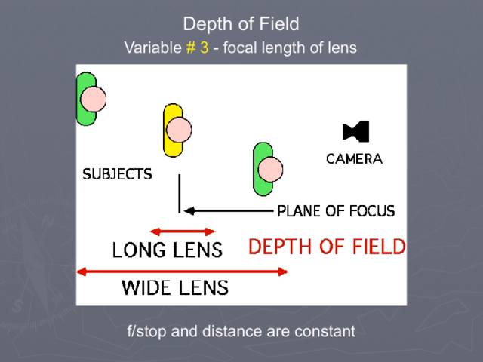So here's another example, just talking about with our subjects here. If you're using a wide angle lens, more things are going to be sharp within the picture. If you're using a longer telephoto lens, less things are going to be sharp within our pictures. Here's an example with the lenses themselves.